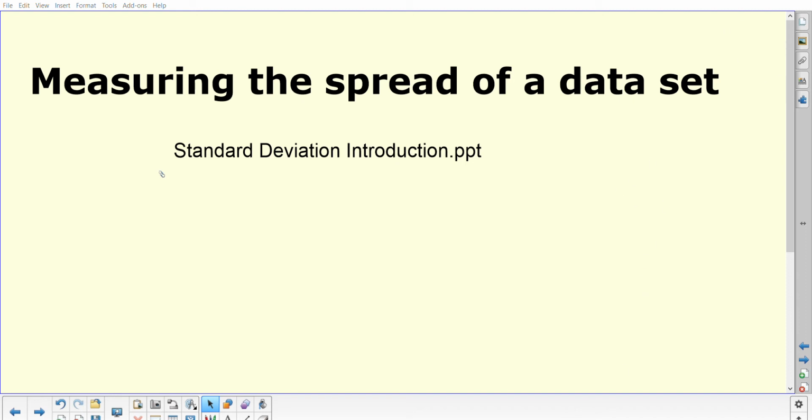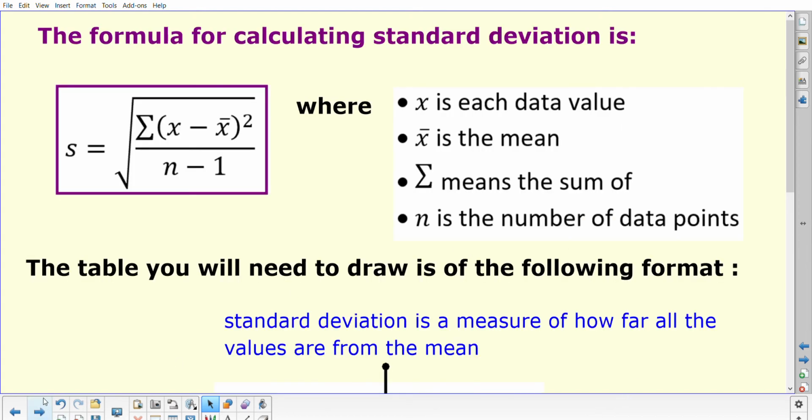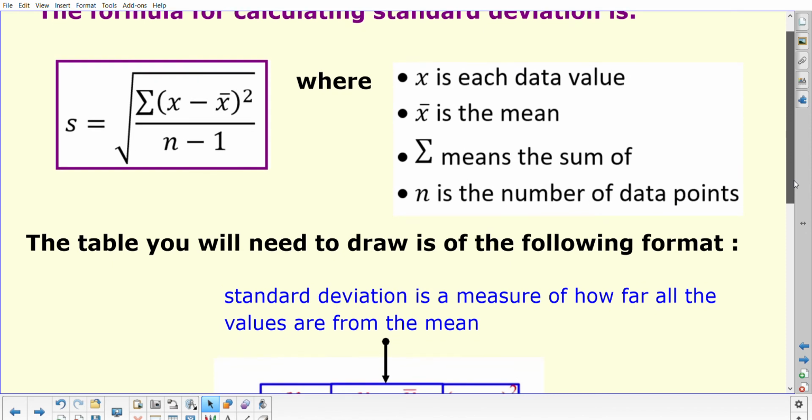What we now need to be able to do is to work with this in practice. So I'll talk you through it. There's the formula again, and this appears on your booklet, so you're going to need your booklet to hand. Just so you understand everything, the x's are the data values, the x bar is the mean, sigma means the sum of, or the total, and n is the number of data points.